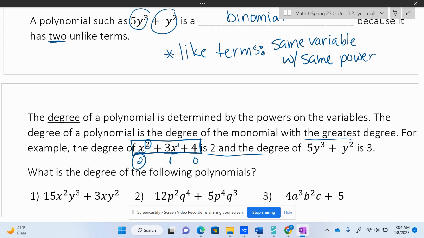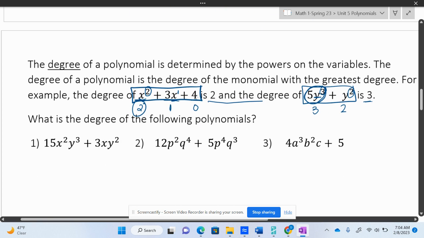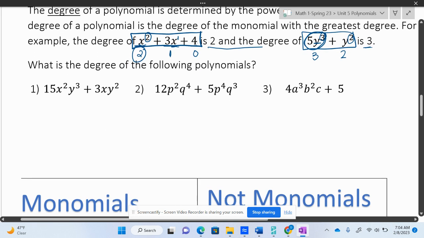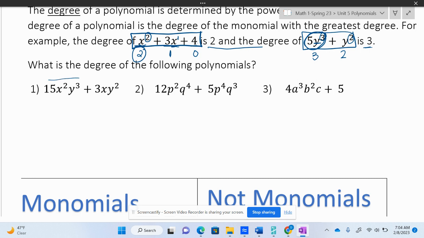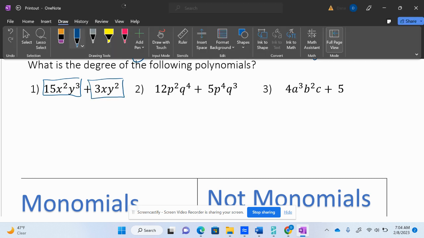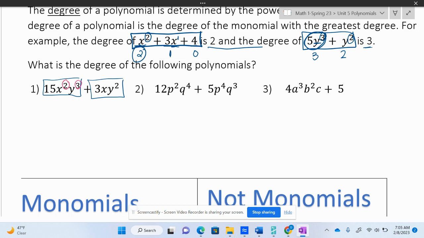So if I were to check this polynomial out, my first term has a variable with a 3 power on it, so it's degree 3. This is degree 2. I name it by the largest degree, so this is a degree 3 polynomial. So we're just going to look at a couple of examples and identify the degree on each polynomial. So first term, second term. Okay. So remember, degrees are just the variable exponents.